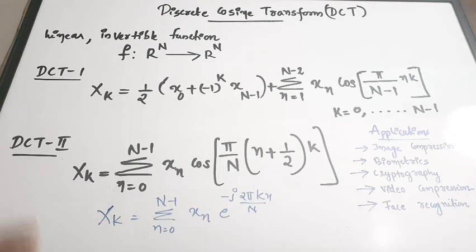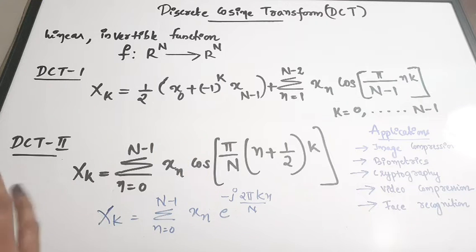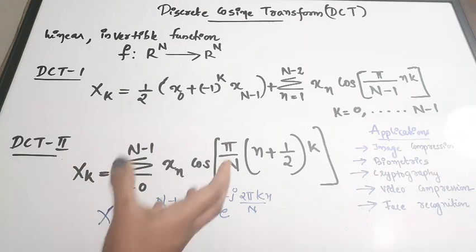So if somebody asks you what the basic difference between DCT and DFT is, you should be able to give them the correct answer. This is the basic difference. Here you will get a complex value. Here you are getting a real value because it is actually defined on the set of real numbers only.